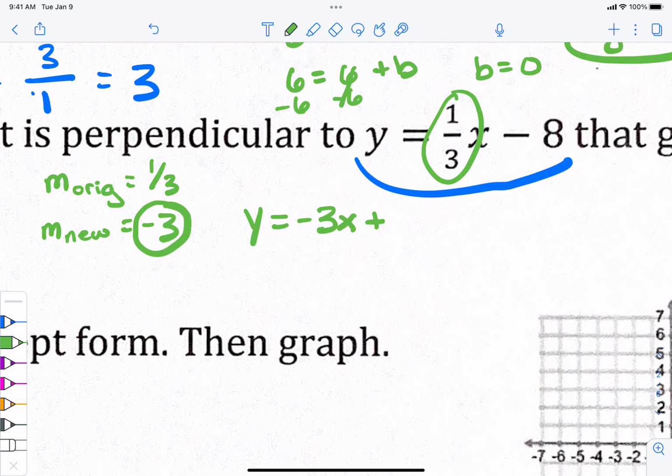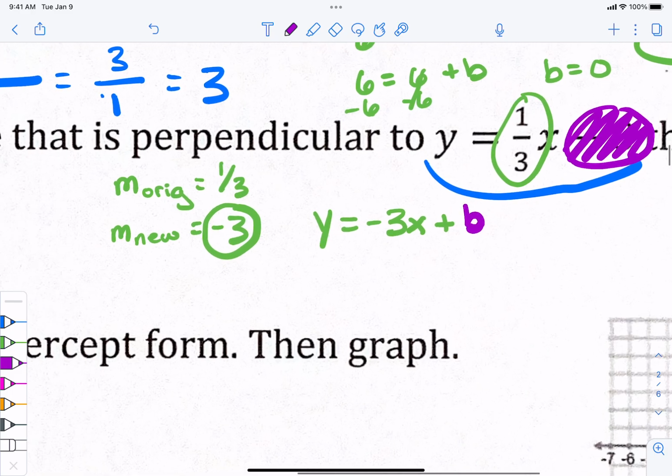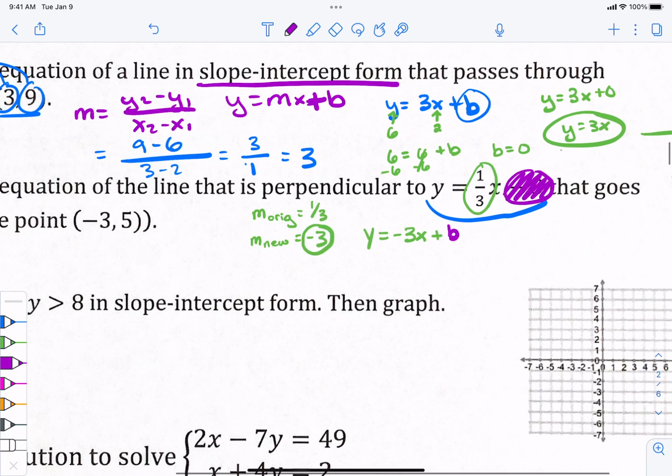Plus 8. Wait, when do you use this 8? You don't. You don't. M original and m new. Like, what was the original slope? What was the new slope that I'm wanting? Okay, you don't use the 8, so it's going to be plus b. I have to find the new b, right? You don't use the old b. You use the new b. The only thing you use from the old one is the slope, okay? How do I find the new b?